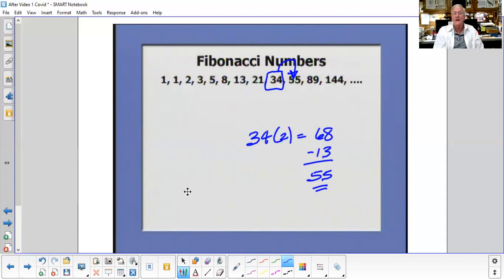You know about it. You can pass it along to your children if they don't get it in school. You can teach them how the Fibonacci numbers work when you become a parent and you have your own children. How about that? Okay? All right. So let's go on here.